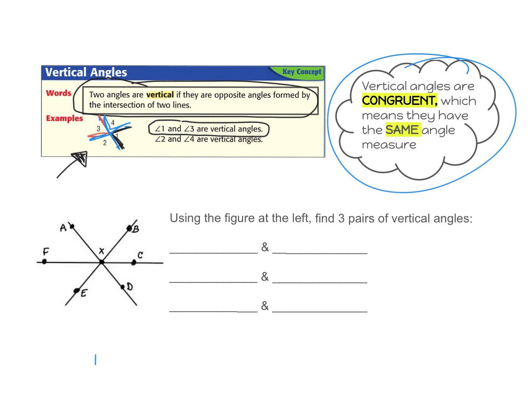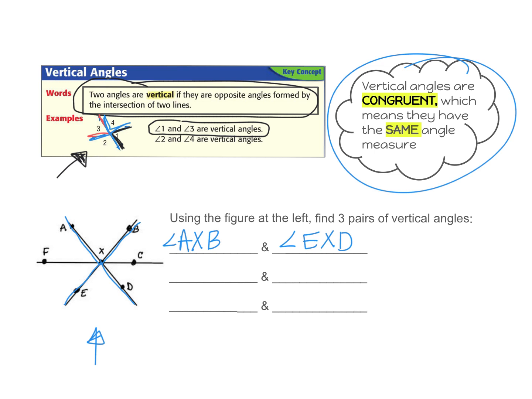Using the figure at the left, so right here, find 3 pairs of vertical angles. So you can pause the video, try to write 3 pairs, and then come back and check. So this time we can't just write angle X or C or D. We have to be specific of what the angles are. But I can see that right here, this angle and this angle are exactly opposite and vertical. So we would say angle AXB and then angle EXD. You could put it in opposite order. You could say BXA and DXE, but notice that X is in the middle of each of them.